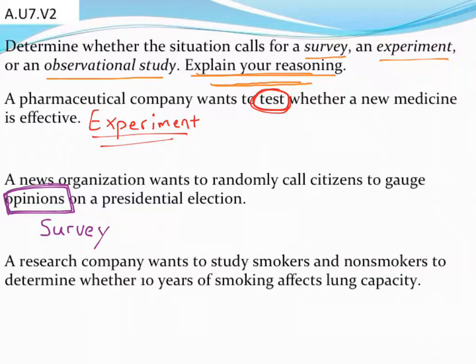Let's see. A research company wants to study smokers and non-smokers to determine whether 10 years of smoking affects lung capacity. This one can be a bit tricky. Because at first glance you may think experiment, but I'm really not doing an experiment this time. I don't have a control group and an experimental group. I'm not making one group smoke to try to see what happens to them.